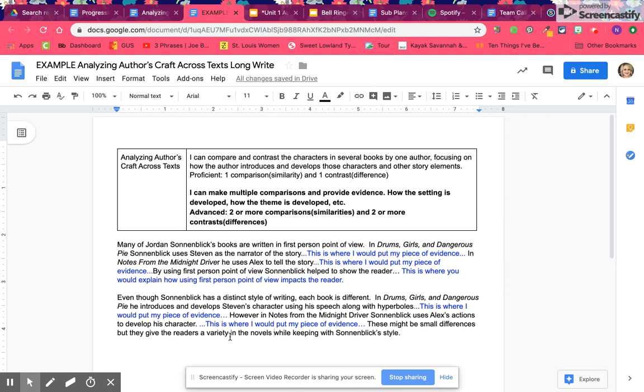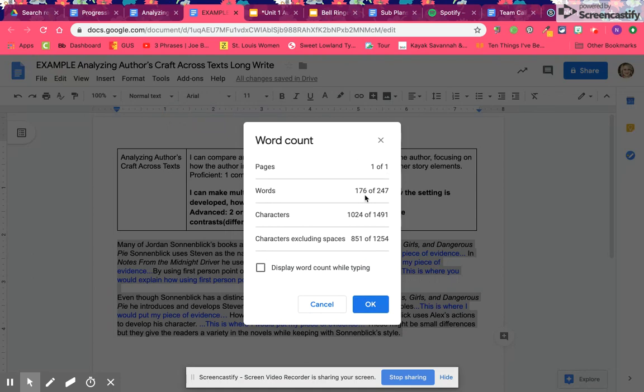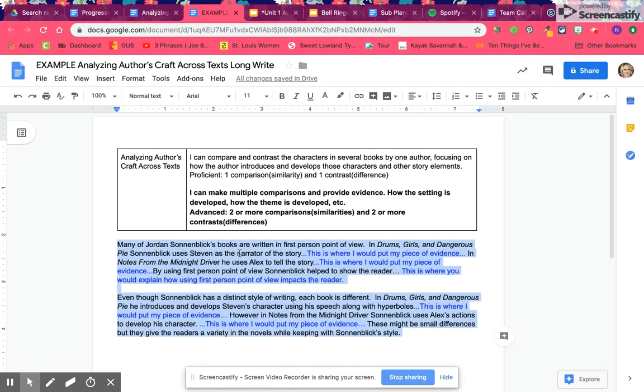So this is exactly what I'm looking for. If I highlight this and go to tools and word count, I'm looking at 176 words. So this is 176 words without all that extra information added in. This is not long. I promise you, you can do this. You're going to do great. I will post this example along with the assignment on Schoology. Please feel free to email me if you have any questions.